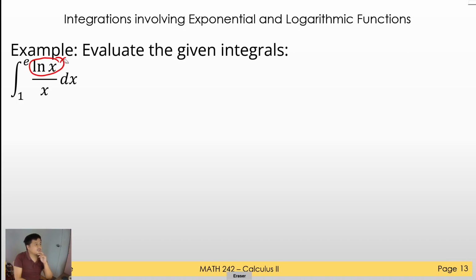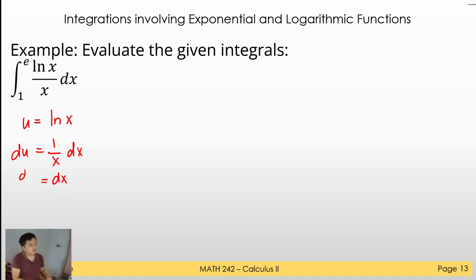So if we try using u substitution for ln x, what is the derivative of ln x? The derivative of ln x is just 1 over x. So remember your derivatives. So du and then dx here. Therefore dx is equal to x du. So cross multiplying, we have x du.